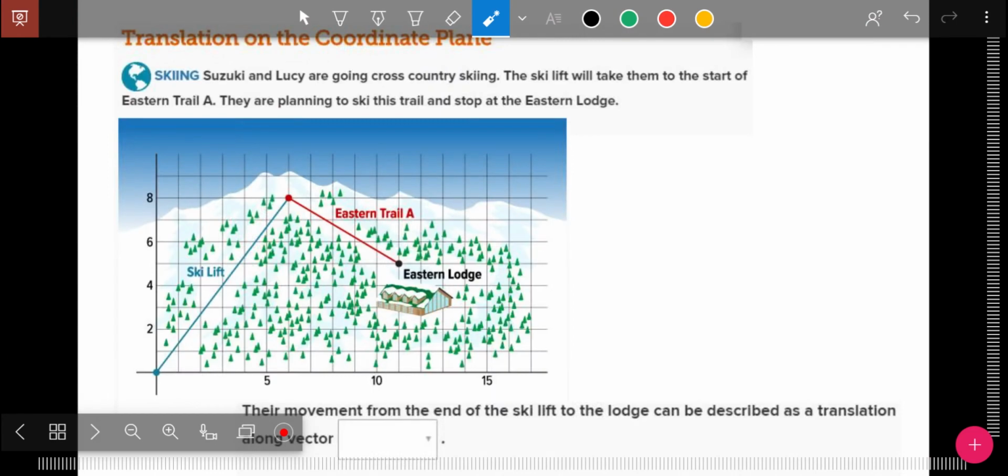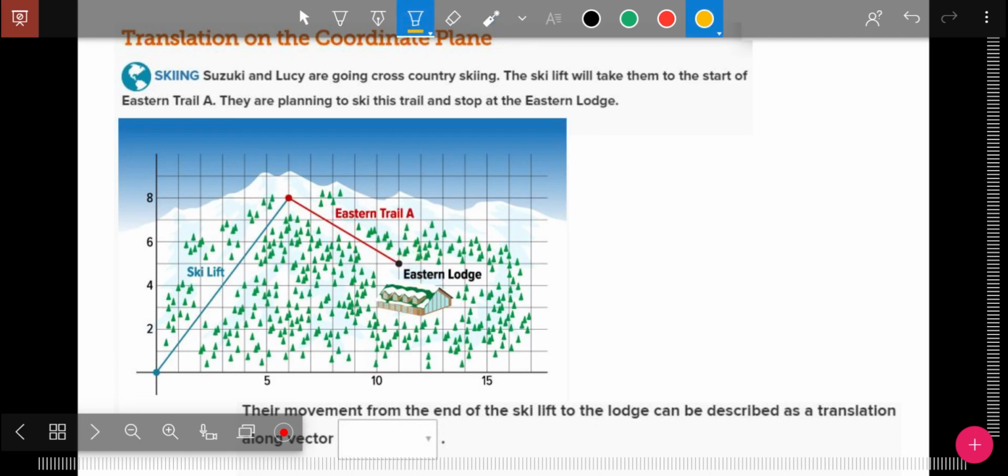These two people, Suzuki and Lucy, are going cross-country skiing. Doesn't really look like cross-country skiing if they're going downhill, but okay. The ski lift will take them to the start of Eastern Trail, so the ski lift takes them up, and then they ski to the lodge. It says their movement from the end of the ski lift to the lodge can be described along a translation vector of what? So we don't know they're going to go straight this path. We can explain the vector of how they got there from this point to this point.